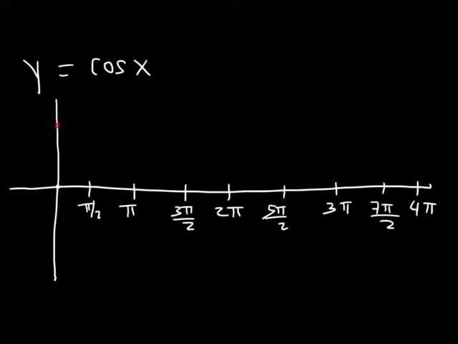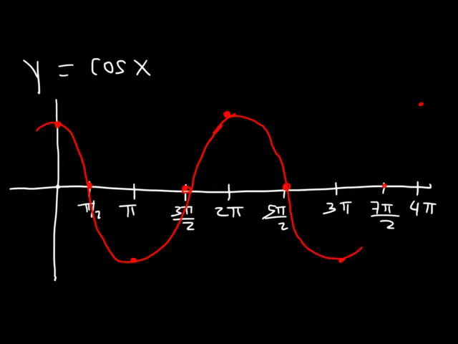Now we know that cosine starts at the top. It's going to go back to the middle, and then to the bottom, back to the middle, and then to the top, and it's going to alternate. So it's going to look something like this. So that's one cycle. And here's the second cycle. So that's 2 cycles of the cosine wave.